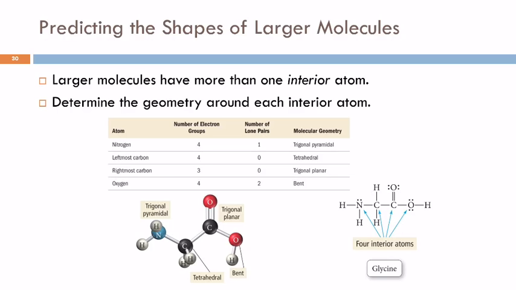Hang on a minute. Let's look at this carbon. How many groups? 3. How do 3 groups arrange themselves? Trigonal planar, right? So 3, it's a flat triangle. Are there any lone pairs? No. So it's just trigonal planar.